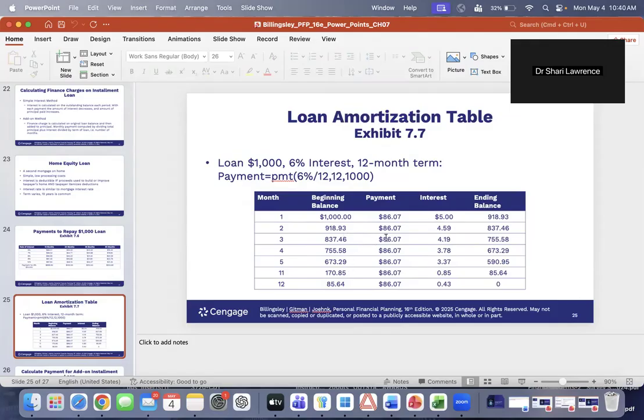And more is going to principal. So anyway, what I want to show you here is your first payment, you're paying $5 in interest. Your payment was $86 and you're paying $5 in interest. Your second payment, you're paying $4.59 in interest. And if you go all the way down to your last few payments, you're only paying 85 cents and 43 cents in interest. Okay. So why is this important?